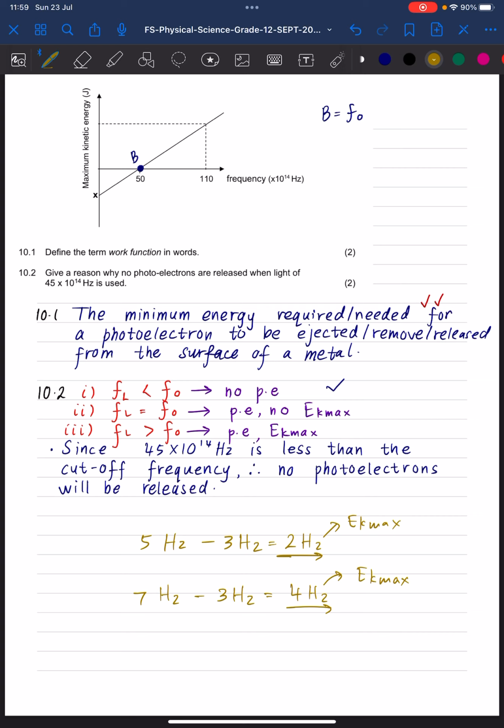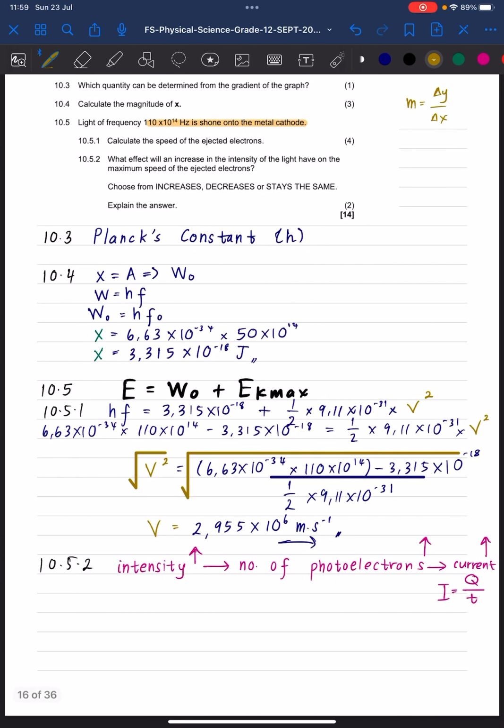Now I ask you again, which one is faster? You're going to say obviously this one is faster, because I used a higher incident frequency. That's why I had a lot more left for EK max. Intensity doesn't affect this, so we tell them, stop lying to us, it stays the same. So your answer is: stays the same.